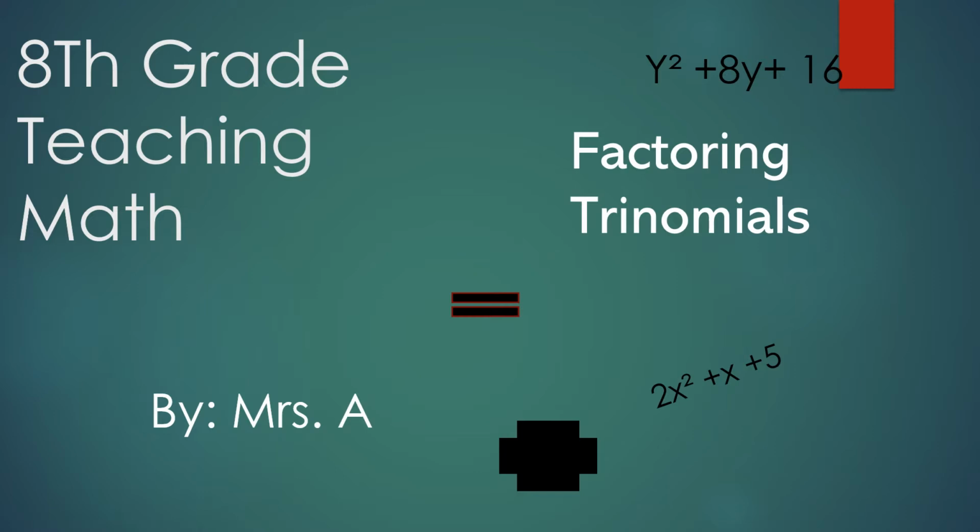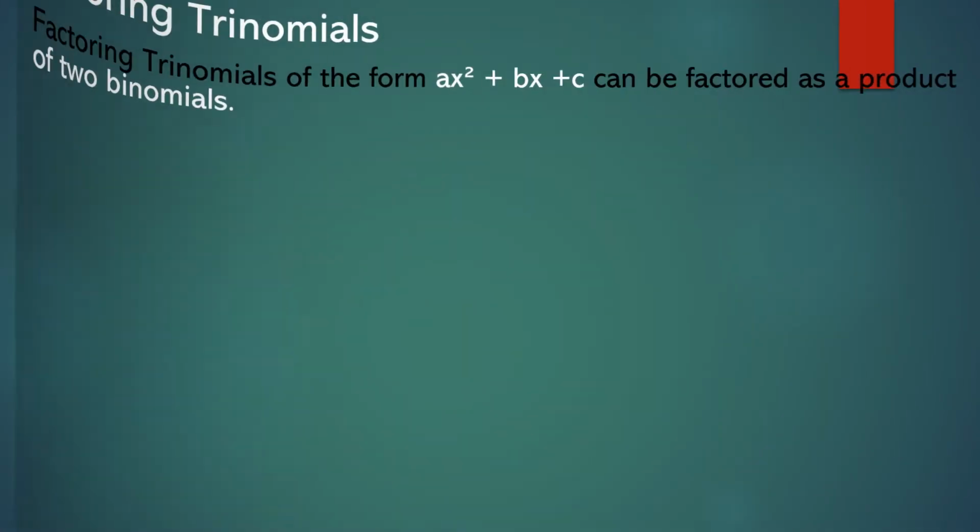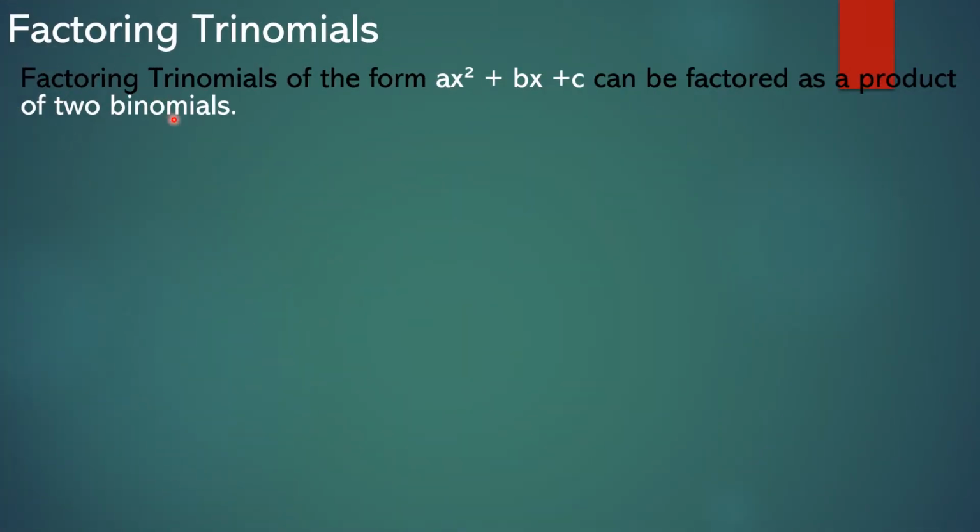Now, in today's video, you're going to learn about factoring trinomials. Trinomials of the form ax squared plus bx plus c can be factored as a product of two binomials. Here is the value of a, this is the value of b, and this is the value of c. Let us focus first on a equal to 1. So the trinomial will be x squared plus bx plus c.